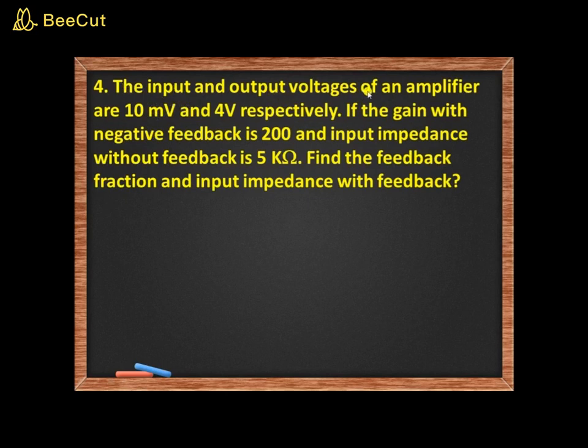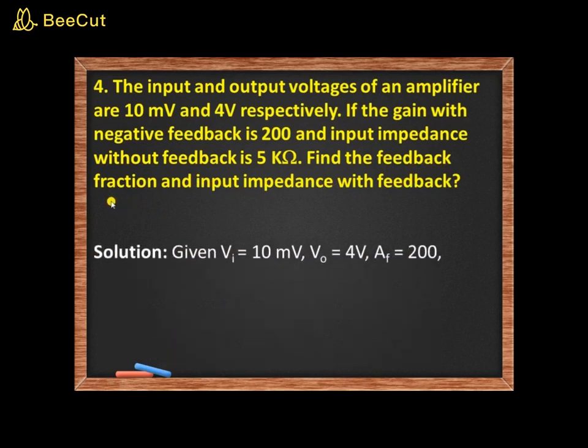The input and output voltages of an amplifier. See here they just mentioned it as an amplifier, it is not with feedback. So it is the input, and this will be VI and this will be VO. So that is input to the basic amplifier. Okay, and they are mentioning here if the gain with negative feedback is 200, that is AF, they have given AF, and input impedance also. Input impedance, that is ZI without feedback, ZI is 5 kilo ohm. Find the feedback fraction, that is we need to find out beta, and input impedance with feedback, that is ZIF.